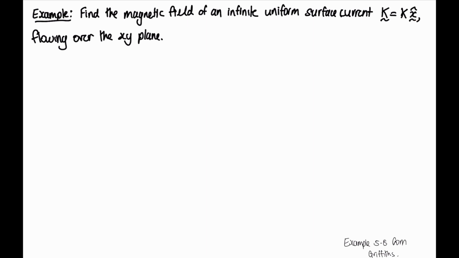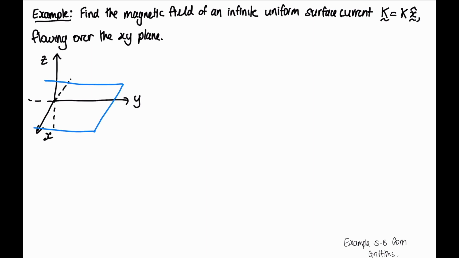So let's start by sketching out what is going on. If we draw our axes, here's our z-axis, here's our y-axis, and here's our x-axis. And let's just extend them a little bit. And we've got an infinite sheet in this at z equals 0. And it's got a current flowing in the x direction like this. And it's confined to this sheet here. So our first task is to work out how to draw the Amperian loop.